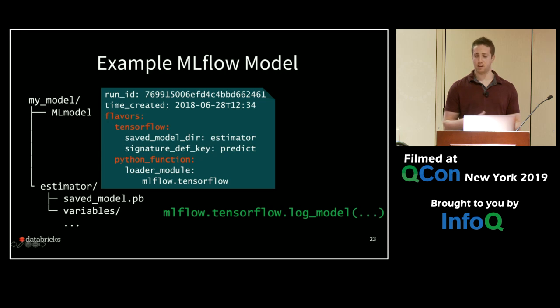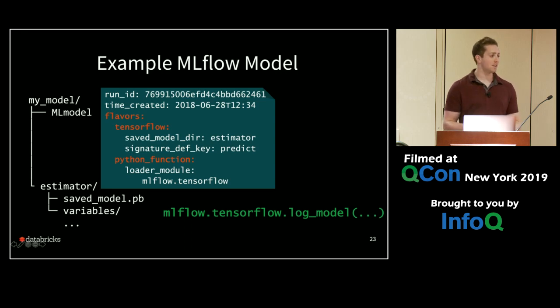Focusing in on that configuration file, we'll see that this time it contains some important metadata about the specific model. In this case, the run ID, which is a unique identifier for the training session that produced it, as well as the time that it was created at. Additionally, this configuration file contains an important field called flavors.